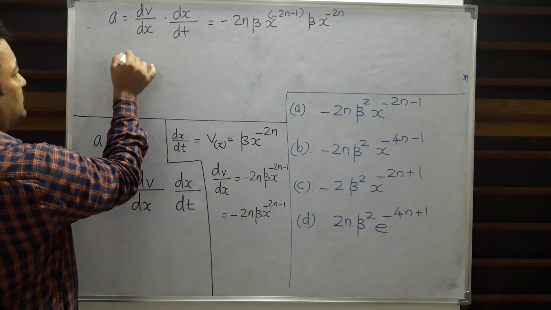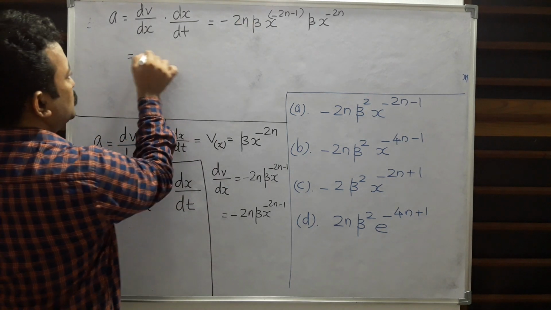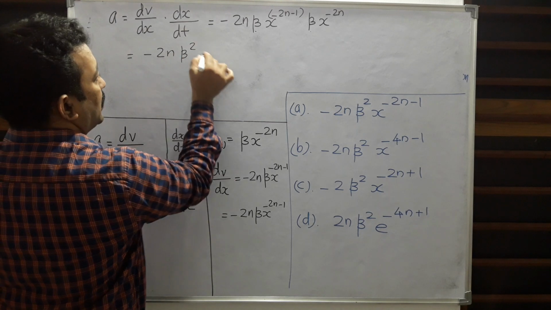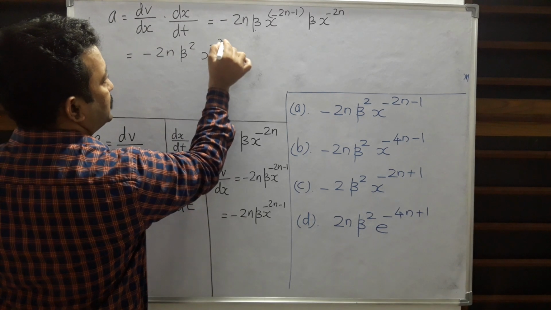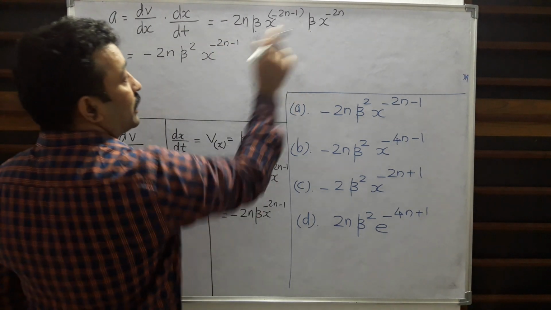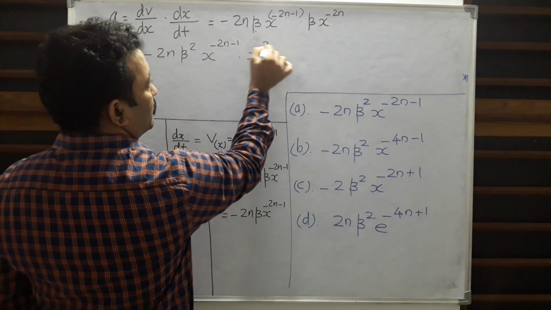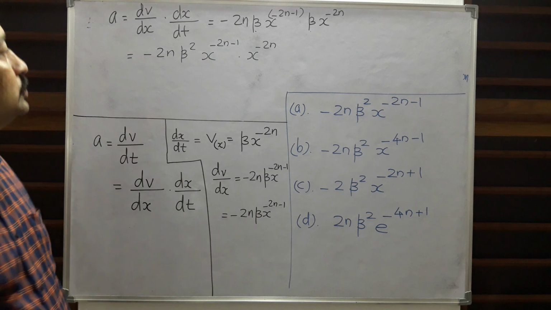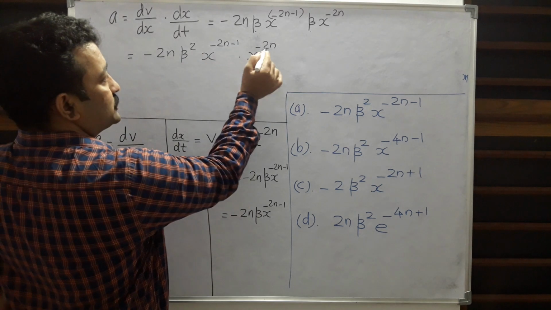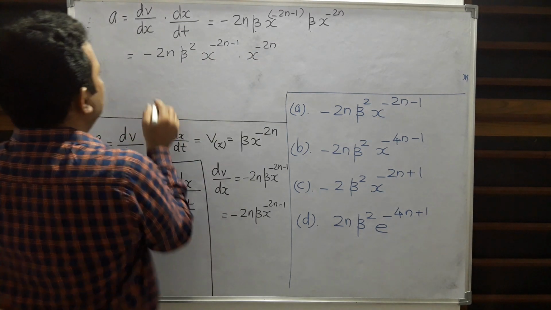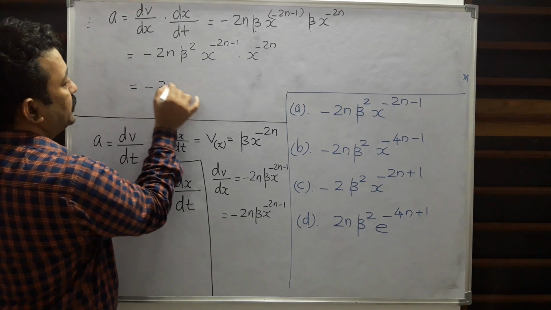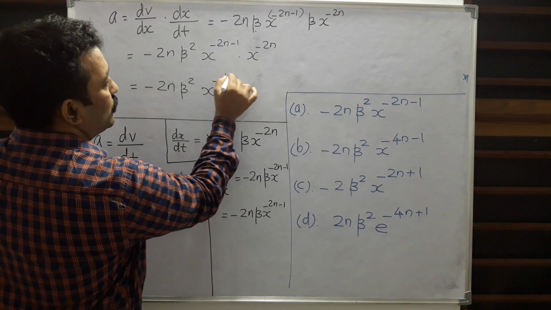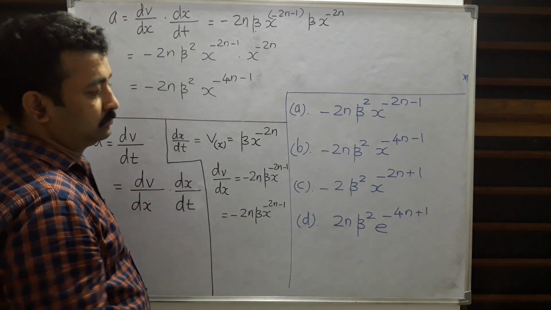Just combine those two terms. Minus 2n, beta times beta is beta square, x to the power minus 2n minus 1 multiplied by x to the power minus 2n. We can combine those two. You will get minus 2n minus 2n minus 1, and x to the power minus 4n minus 1. This will become minus 2n beta square x to the power minus 4n minus 1.